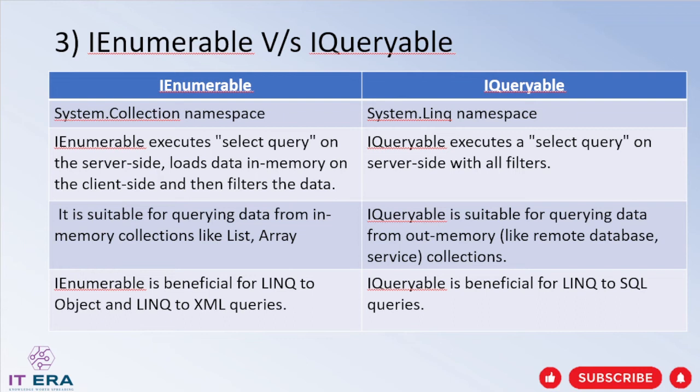And lastly, IEnumerable is beneficial for LINQ to Object and LINQ to XML queries, and IQueryable is beneficial for LINQ to SQL queries. Okay, that is for IEnumerable and IQueryable. Let's move to the next difference.